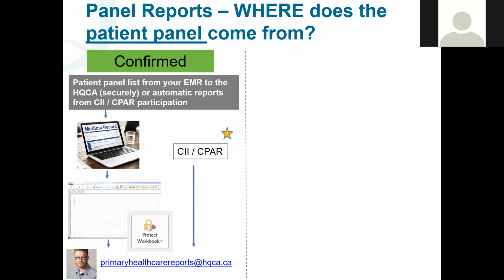If you're participating as part of that initiative, the HQCA and Alberta Health are working on a process where those physicians would automatically receive a panel report with that list of patients. So they don't have to do anything further or submit a confirmed list to the HQCA. That process is still being worked out, and as it gets further along and we know what it is, we'll be sure to talk to the improvement facilitators that are working with physicians who are part of CII-CPAR. Anything you would add to that, Jody?